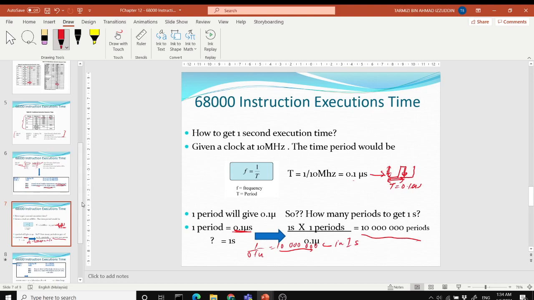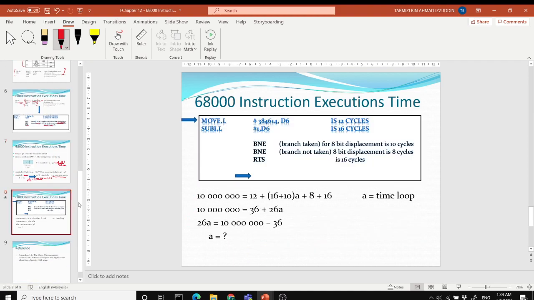Okay. So going back to the question just now. The question wants to ask you, in 1 second, how many loops can this subroutine execute?